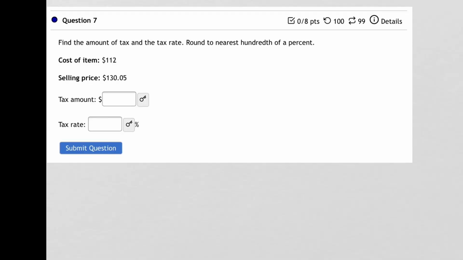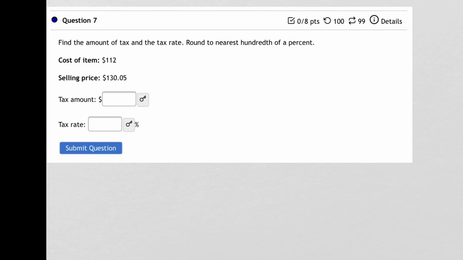Okay, what about this question? It says, find the amount of tax and then the tax rate. Round to the nearest hundredth of a percent. So we're told that the original cost of the item is $112, and the amount that we paid, the selling price, is $130.05. So the tax amount must simply be the difference between those two.